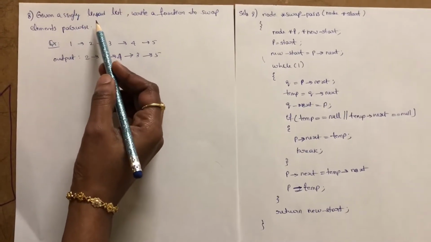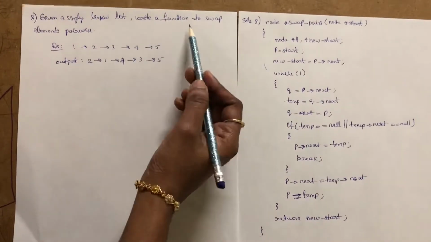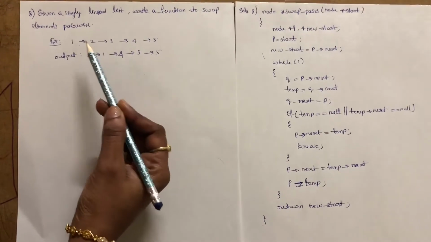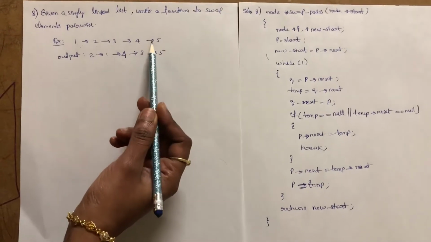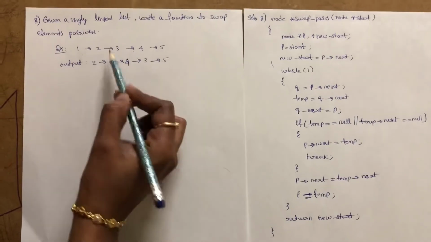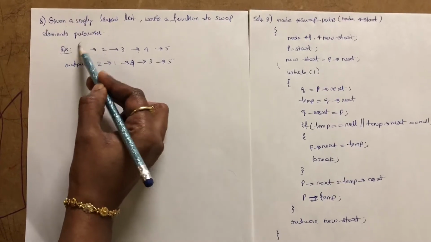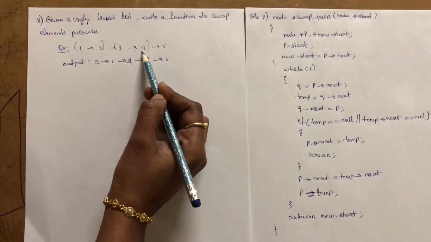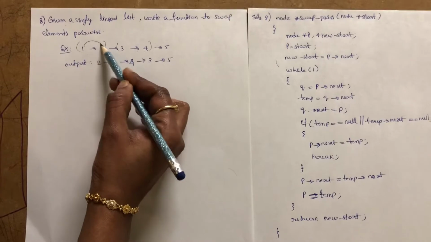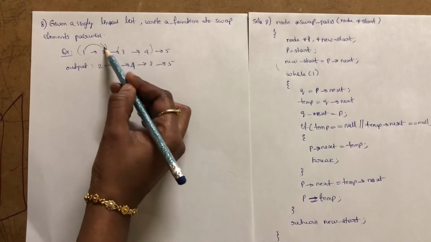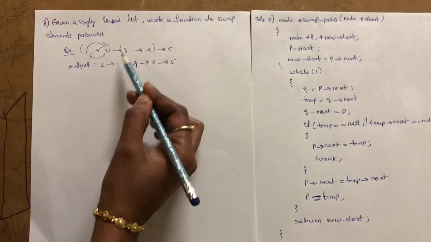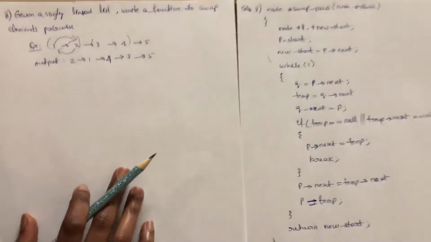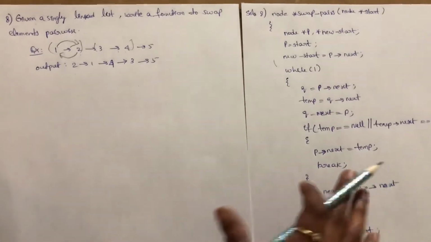Given a singly linked list, write a function to swap elements pairwise. That means, for example, if 1, 2, 3, 4, 5 is the given linked list, we have to swap them pairwise, like make them into groups, and a pair is nothing but 1, 2 and 3, 4. We have to swap these two, like 2, 1 and 4, 3 and 5. Let's see how to implement this problem by using this function.